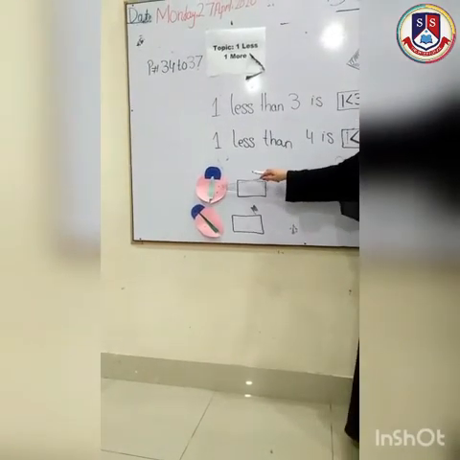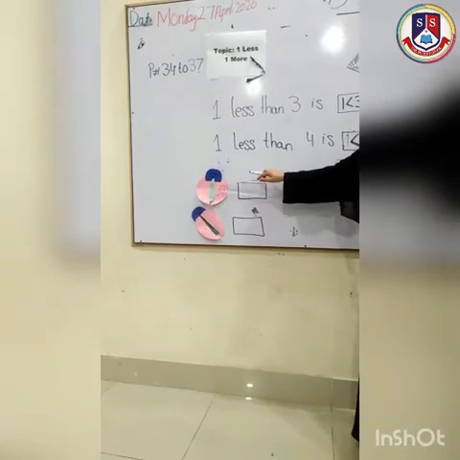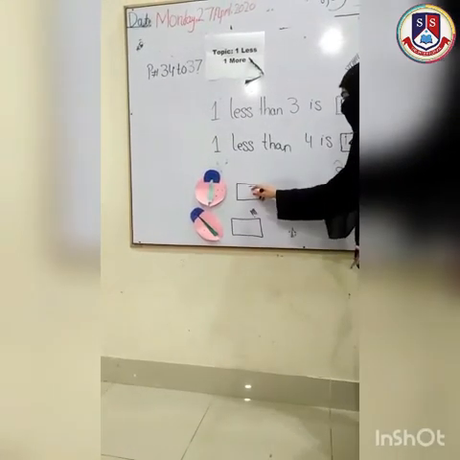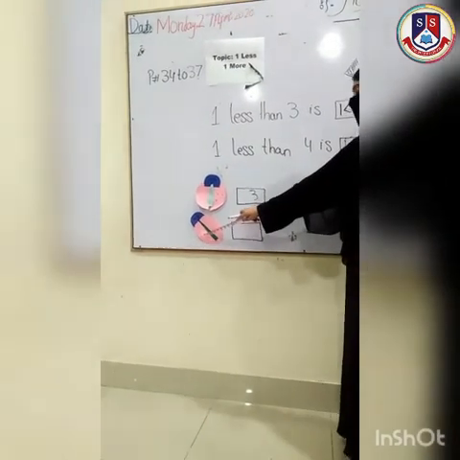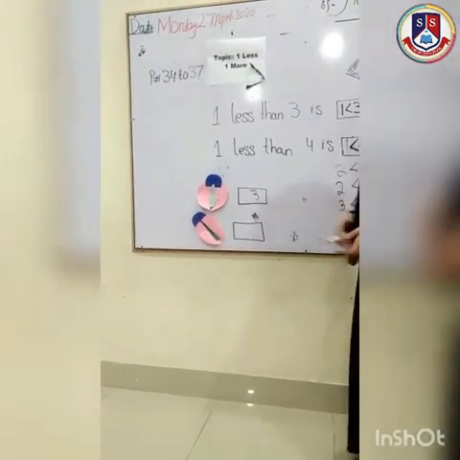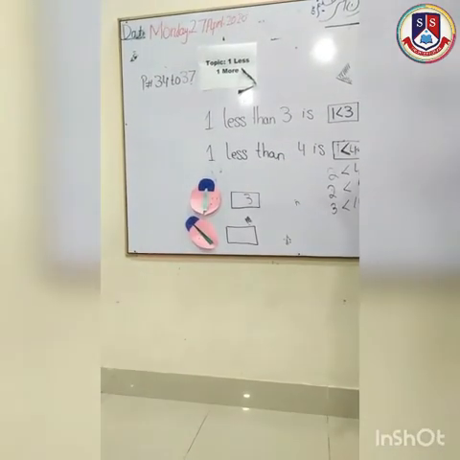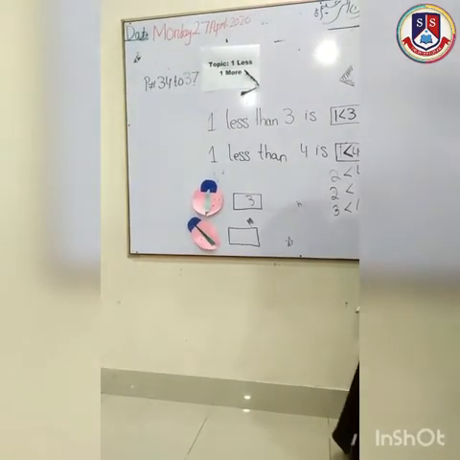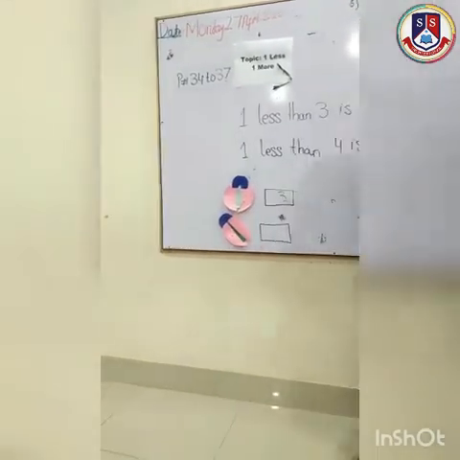How many are there now? 1 2 3. After putting this third one, total are 1 2 3. This has become one more. Now this is the second ladybird. One dot is already mentioned here. Now we will put one more.